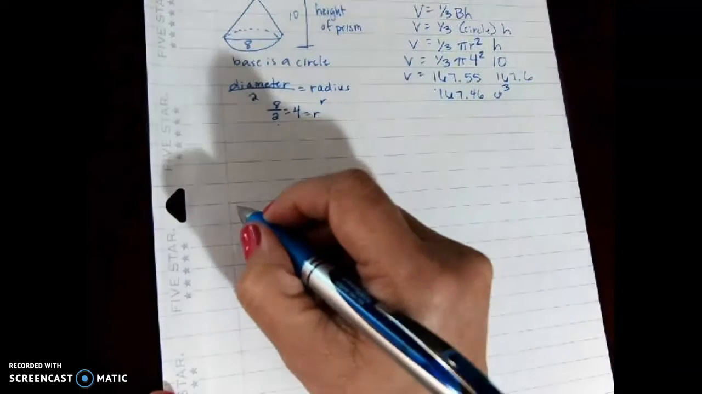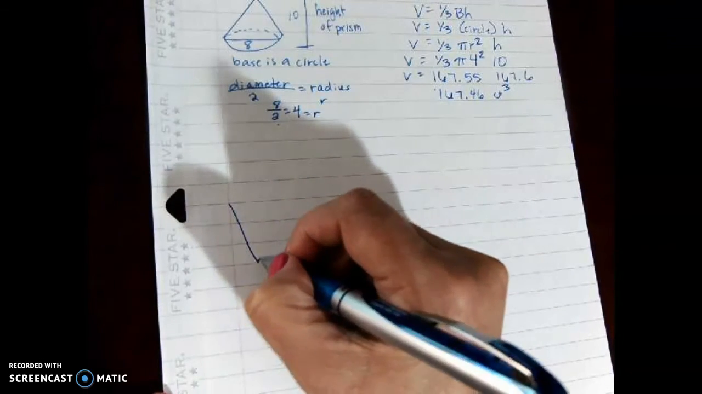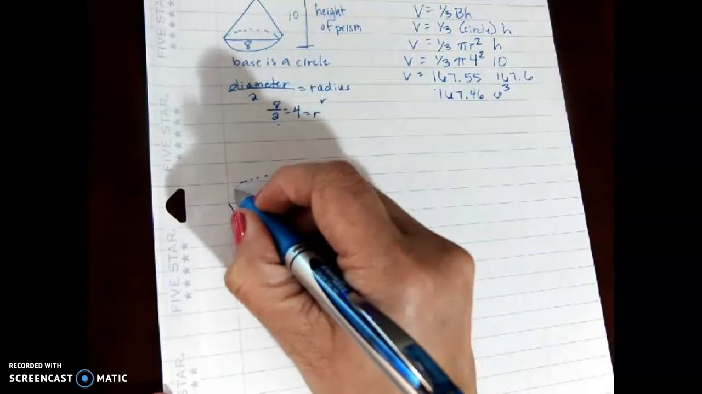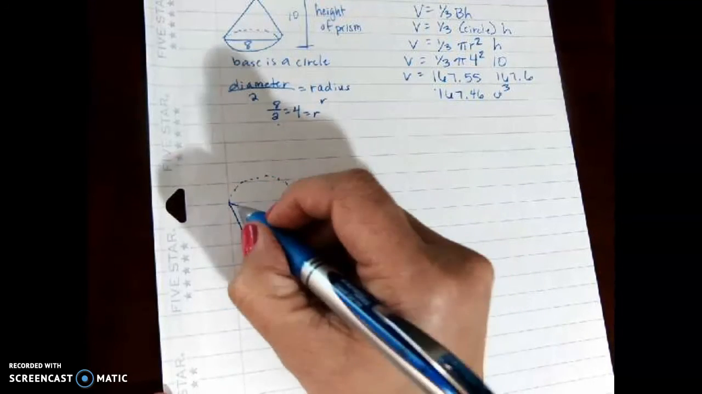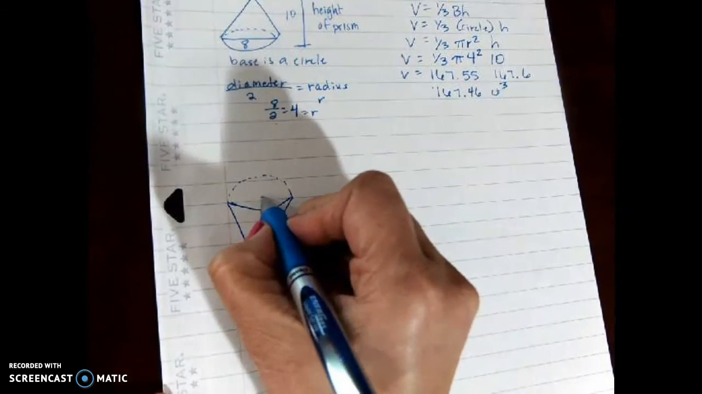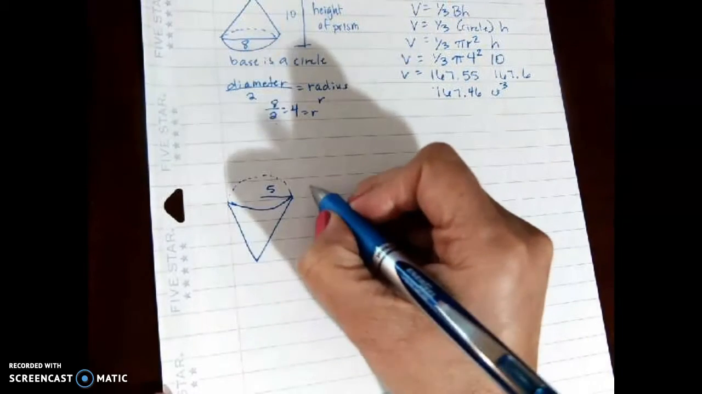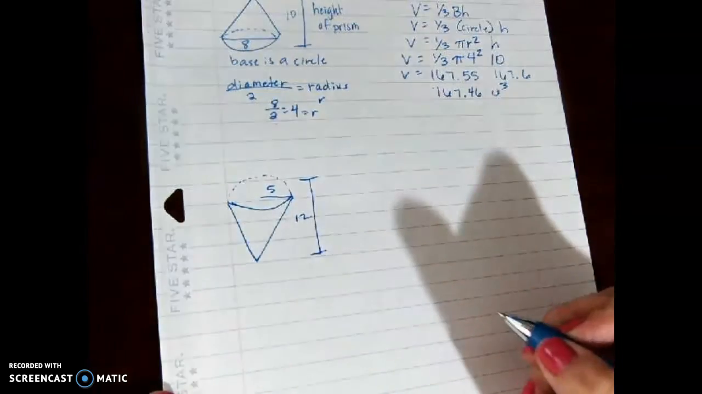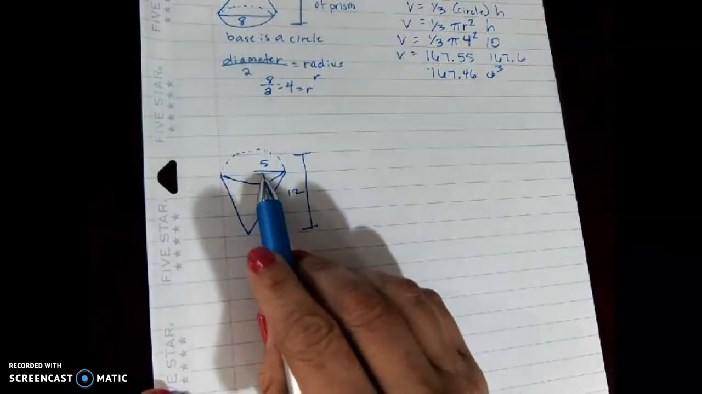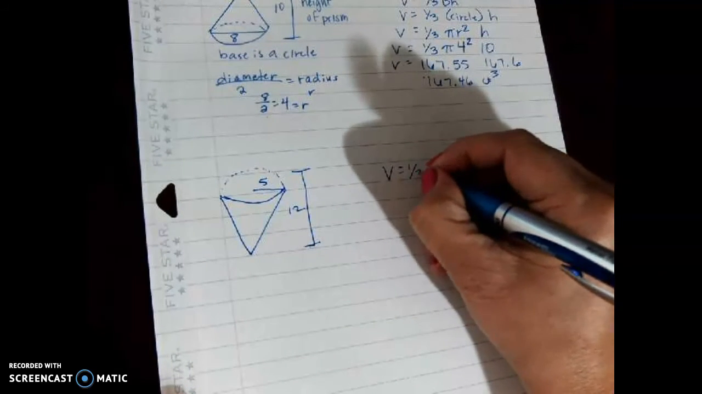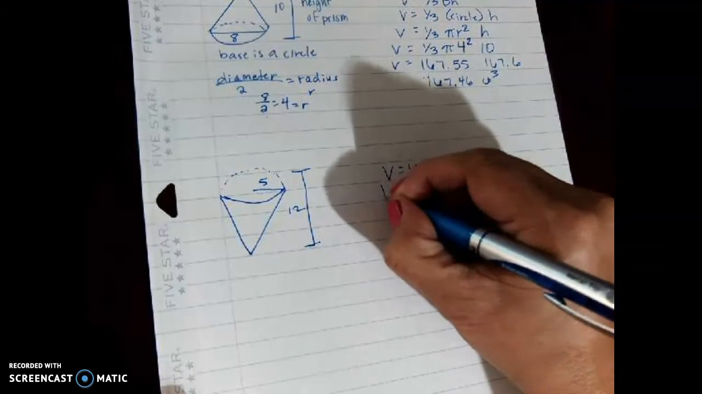All right, let's look at another cone. Let's draw it this way. This time we're just given the radius, and the height is 12. So V equals 1/3 big B H.